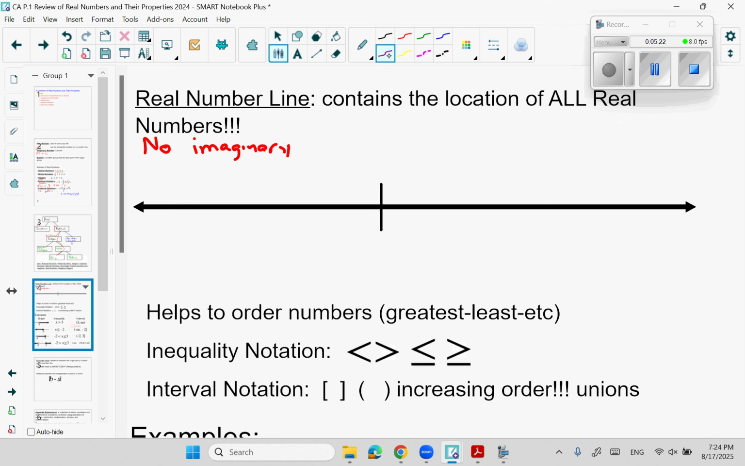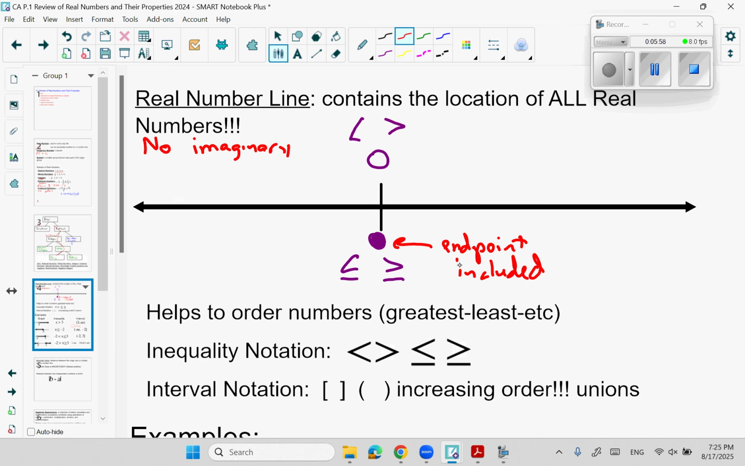There's a couple ways we represent graphs. We either do it with an open circle or a closed circle. Open would be like these inequalities, less than or greater than. Closed circle, less than or equal to, greater than or equal to. Because what the closed means is the endpoint is included in the answers.